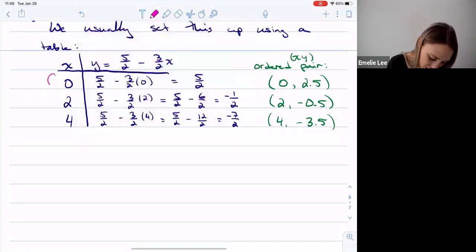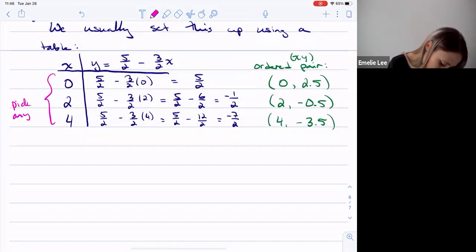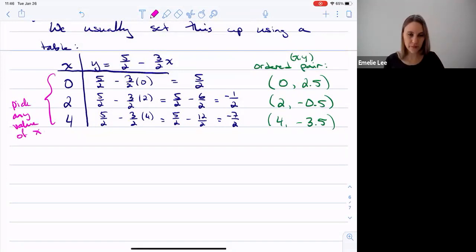So here, I'm just going to highlight, pick any value of x. Especially if you're graphing and if you're given the axes, then you'll definitely want to just pick x values that are in that grid that you have, right? You don't want to go for x equals 12 if your grid only goes to 5, right? That's going to be hard to graph.